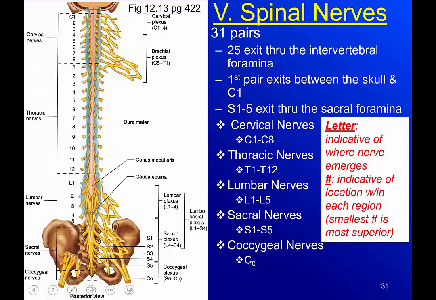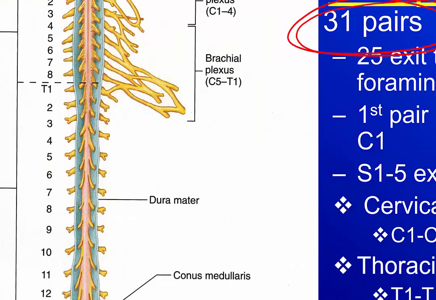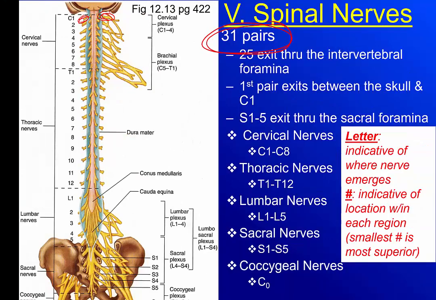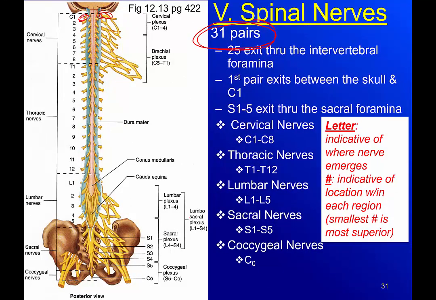So our spinal nerves in the peripheral nervous system, we're not talking central anymore. You have 31 pairs. Again, because you have right and you have left. So you've got C1, left and right. You've got C2, left and right. You've got C3, left and right. C4, left and right. We call them pairs because we've got 2 sides of our body.